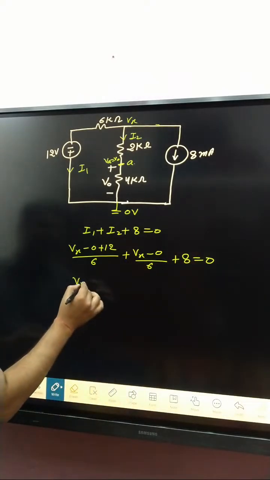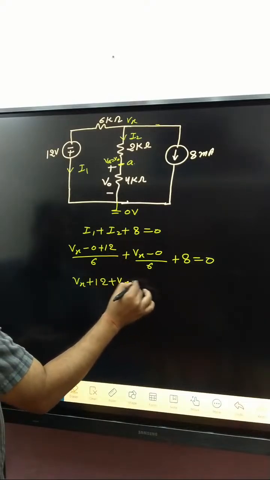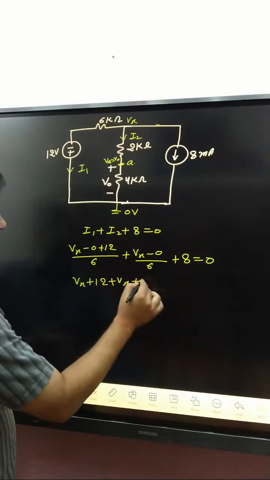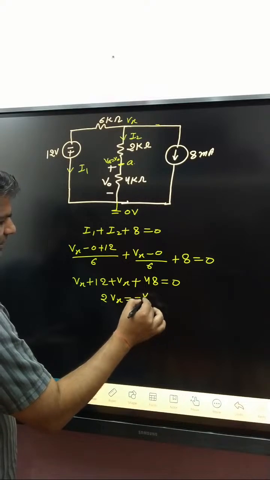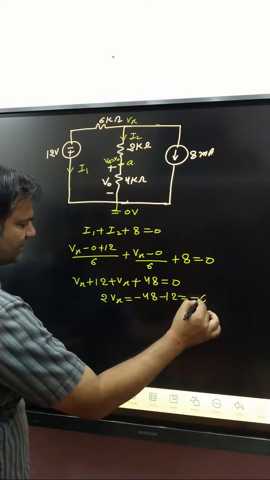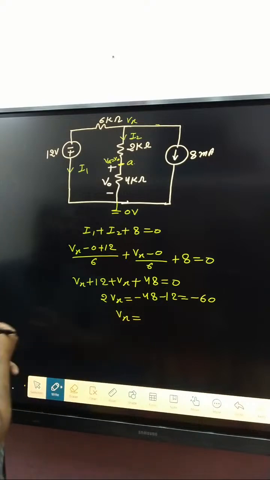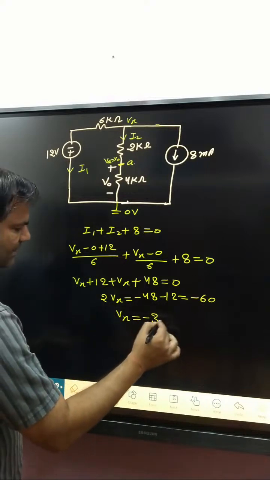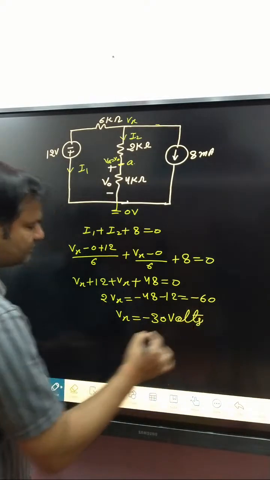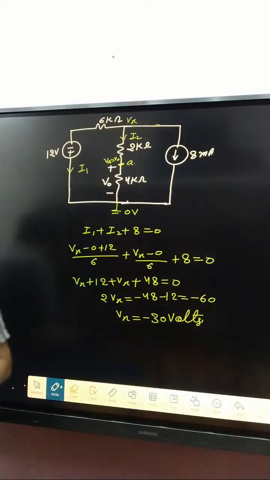Okay, and plus 8, this is equal to 0. So Vx plus 12 Vx, so 2 Vx is equal to minus 48 minus 12, that is minus 60. So Vx will be equal to 60 by 2, that is minus 30. Minus 30 volt. Clear or not? Vx is how much? Minus 30 volt. If anyone faced doubt corresponding to that step, tell me and I will explain again.